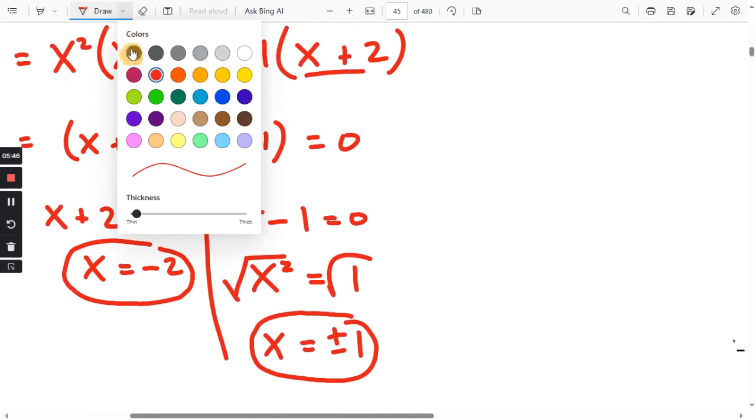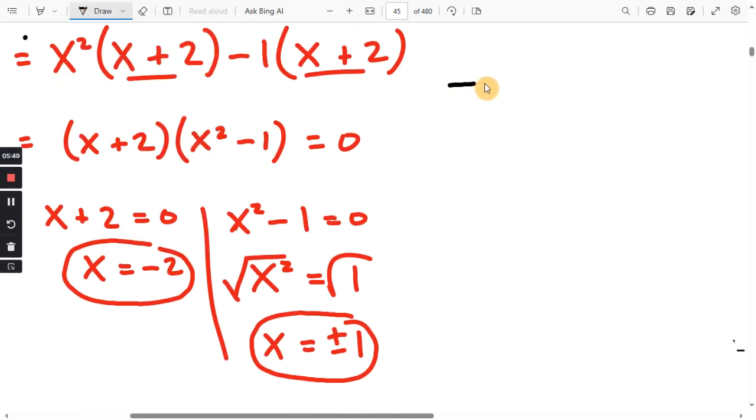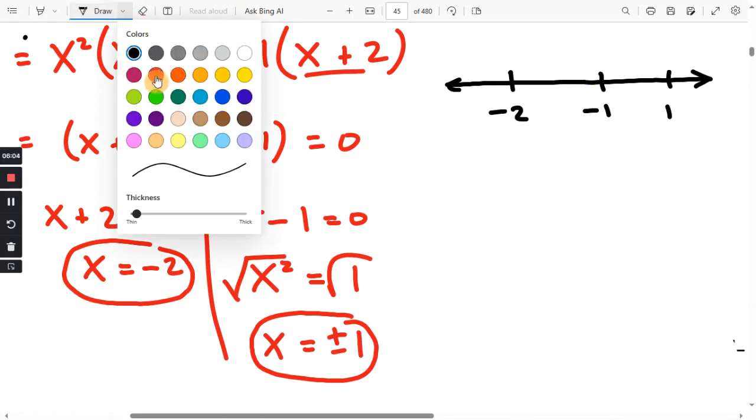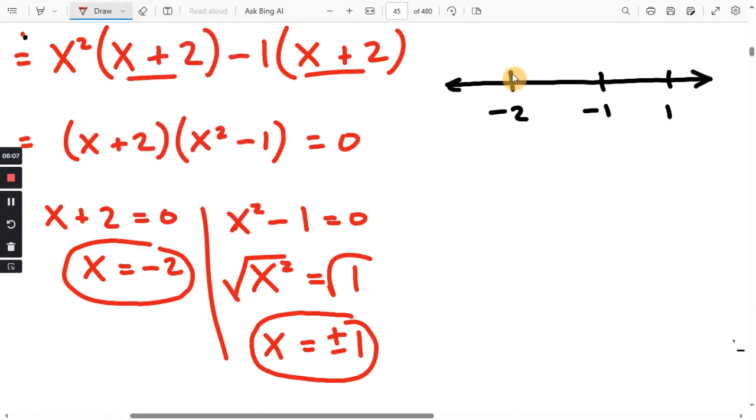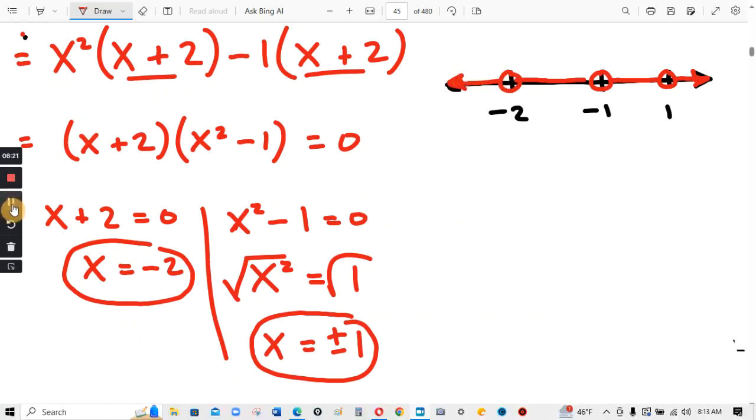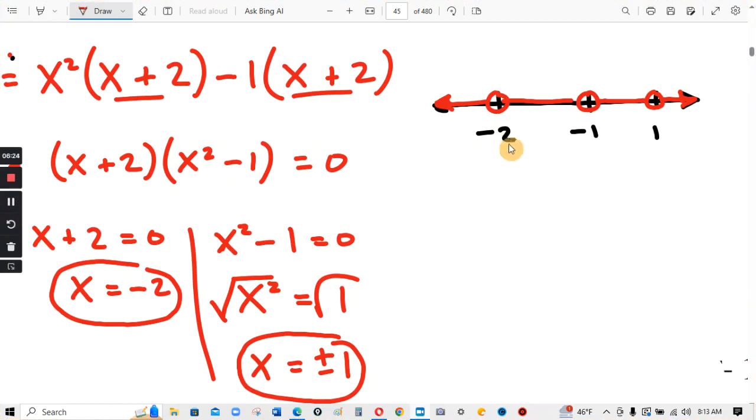So if you did this on the number line, we would have negative 2 and plus or minus 1. So negative 2, negative 1, and positive 1. Okay, and it equals everything except those values. Everything except those values. So shade to the right in between, and we shade to the left. So we actually have 1, 2, 3, 4 intervals for this.